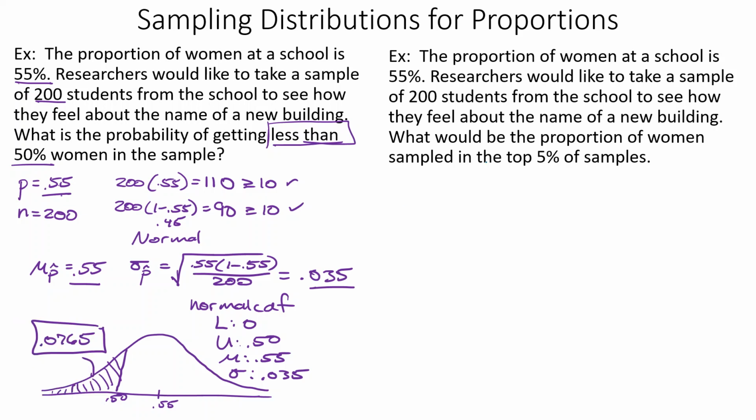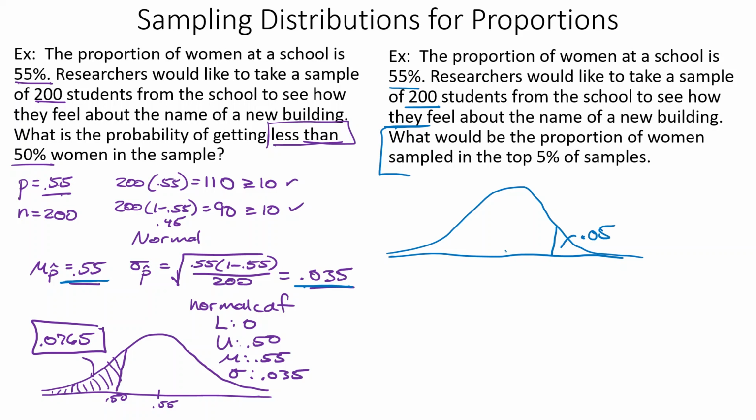The next problem, same situation. So we still got the 55%, we still got the 200. Now they're asking a different question altogether. What would be the proportion of women sampled in the top 5% of samples? All right, so we're still using this mean, we're still using this standard deviation. Now we're asking about the top 5% of samples. So here would be the top 5%, 0.05.